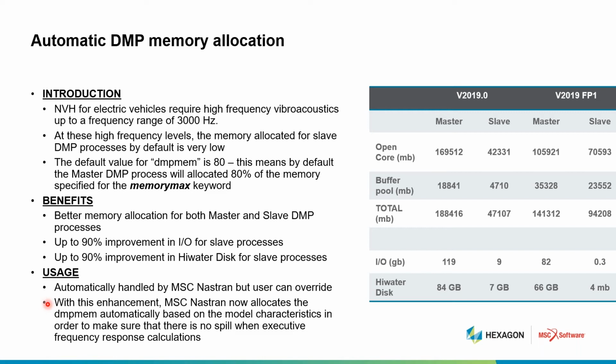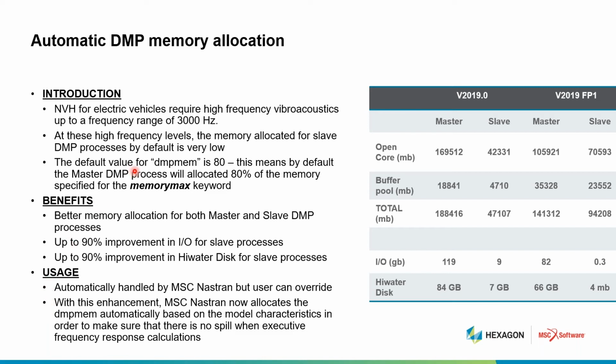And with this enhancement, MSC Nastran now allocates the DMP mem automatically based on the model characteristics, in order to make sure that there's no failure when executing frequency response calculations. So it goes through your Nastran cards before you run the job, basically.